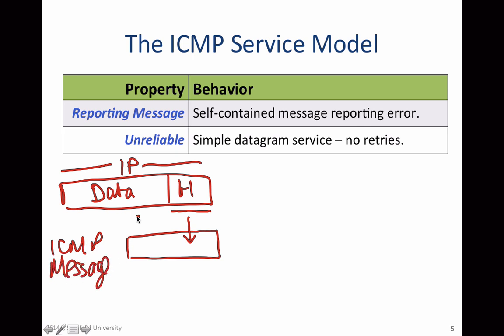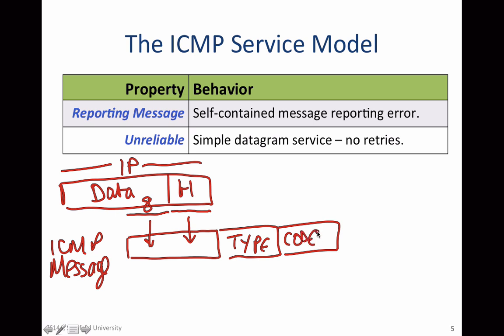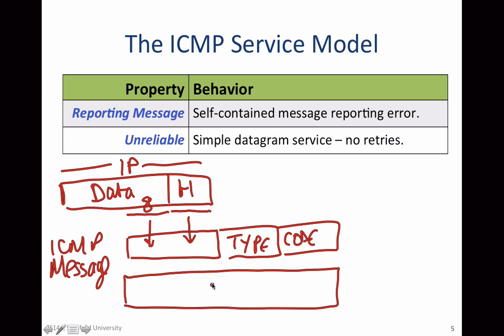And it will also take the first 8 bytes of the IP payload, and it'll put this into the ICMP message. And then it marks it with a type and a code, and we'll see some examples of these types and codes in a moment. And then the whole lot gets placed into a new IP datagram. So this is the data of the new IP datagram. And this is going to be sent back.